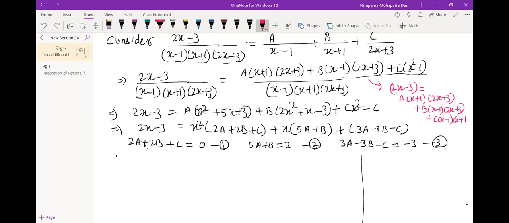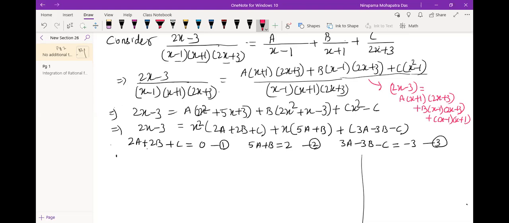Okay, so as we know, x cannot be equal to 1, it cannot be equal to minus 1, and it is not equal to minus 3 by 2. This is a shortcut method I'm telling you, but otherwise you have to solve this question by equating the coefficients. Just to save time, what you can do is, suppose you have x equal to minus 1.